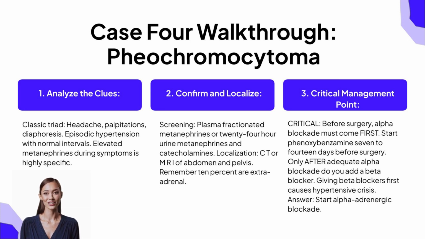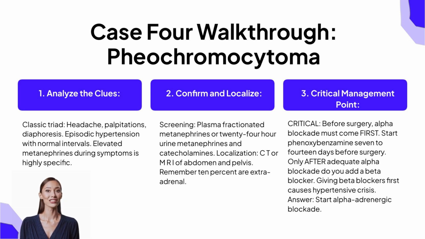Only after you have adequate alpha blockade do you consider adding a beta blocker if the patient has reflex tachycardia. If you give a beta blocker first, you block the beta-mediated vasodilation, leaving unopposed alpha vasoconstriction, which worsens hypertension dramatically. This beta before alpha error is a classic board trap.